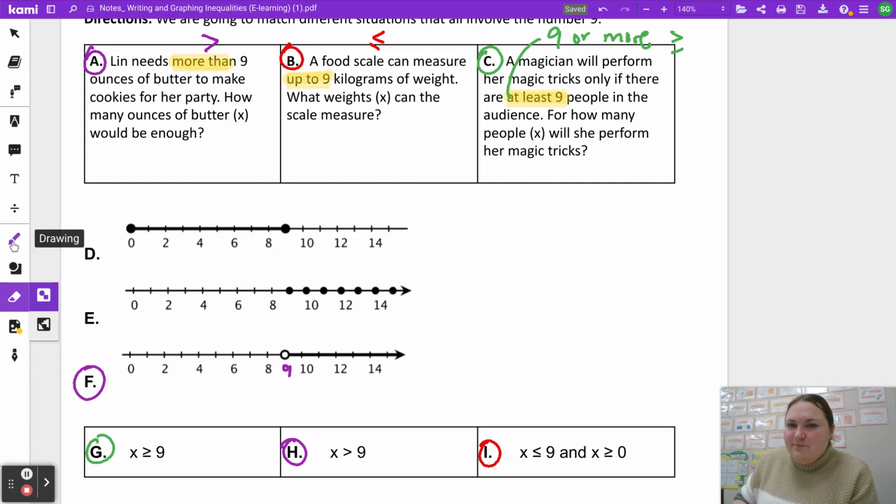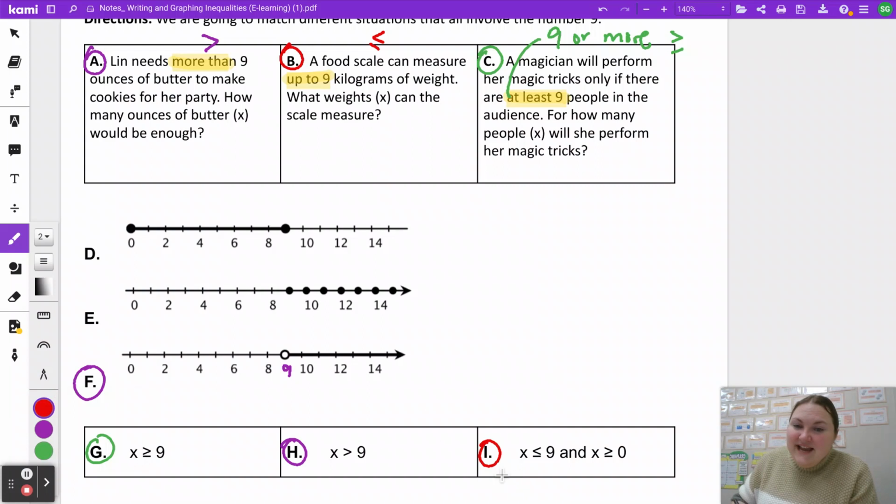Switching over to B, the food scale one, we said that's X is less than or equal to 9. There's only one graph showing numbers less than 9, so that makes it a little easier. It must be D. Less than or equal to 9 would be numbers like 8, 7, 6, all of these numbers that are colored in here. And I also noticed there's that closed circle there showing that it could also measure exactly 9. So again, that means this final one here must go. In green, we've got our magician will perform for 9 or more people. And so we've got 9, and then I can see it's more.